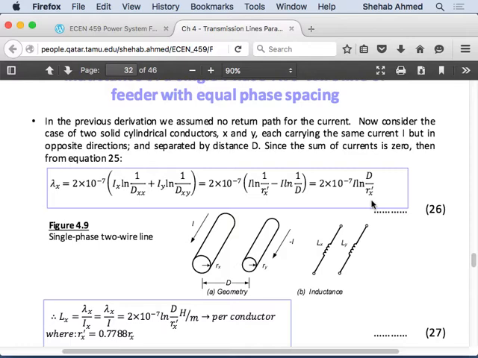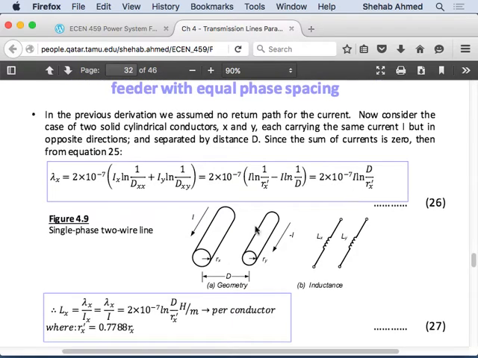Okay? Inductance: you take this, divided by the current. The inductance of line x is the flux linking conductor x divided by the current the conductor is carrying, which is Ix. So it's lambda x over I. It's this. How about Ly? Same. It's lambda y over minus I, right?